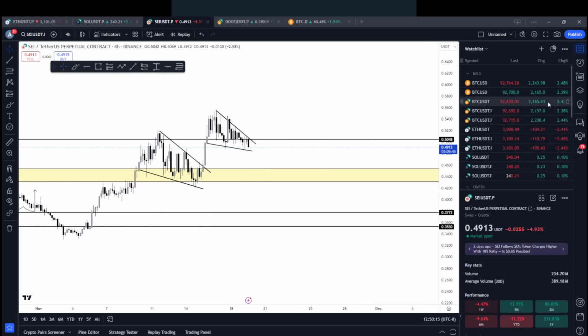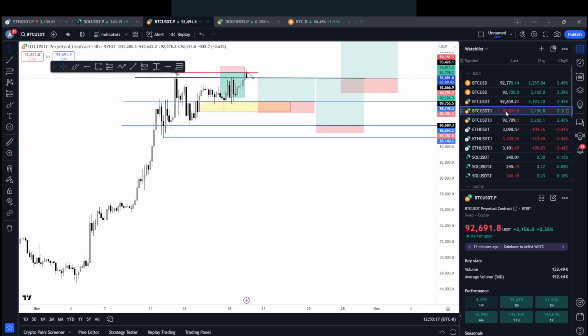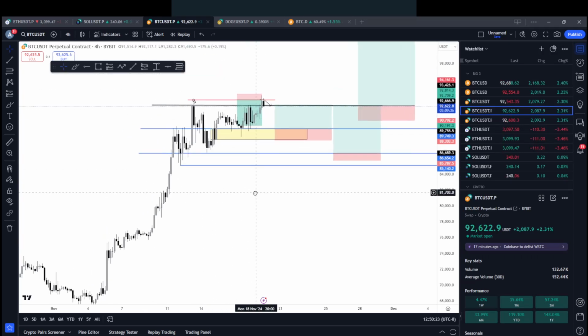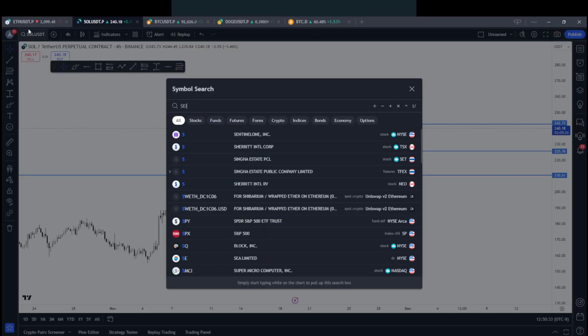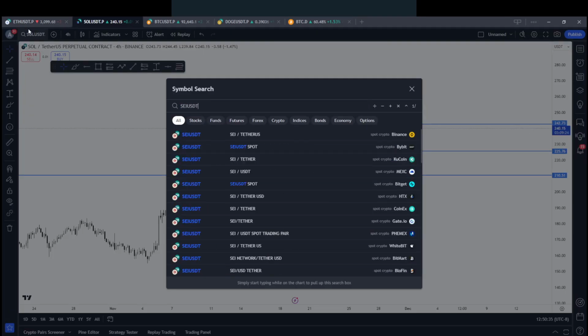How's our short doing, by the way? Grisati, is he still in here? Perfect SFP short there. Excuse me. What was I just looking at? Sorry, I digress.